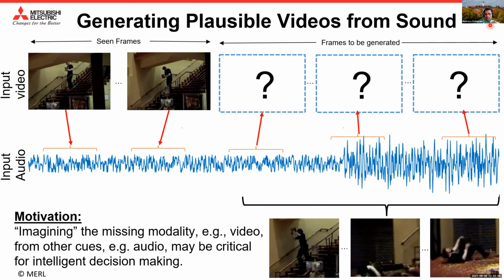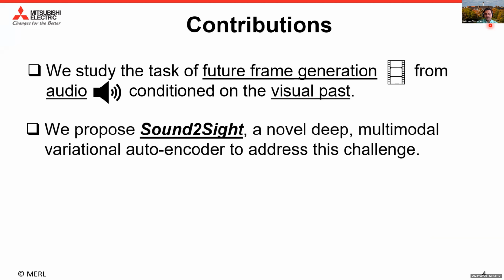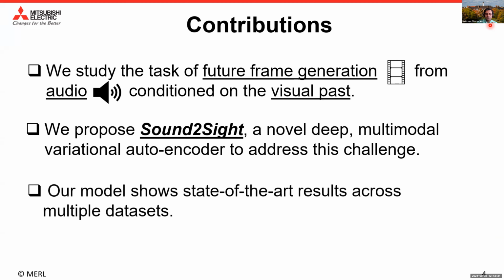So to be more specific, we address this problem of future frame generation from audio conditioned on the visual past. And to the best of our knowledge, this is the first work in the deep learning domain that addresses this task. And towards that end, we propose a model called Sound to Sight, which is basically a variational autoencoder coupled with a generative adversarial network setting to address this task. And we show state-of-the-art results on multiple data sets.